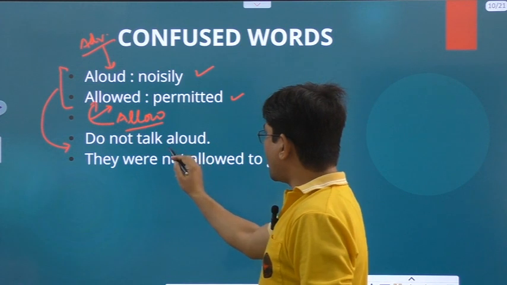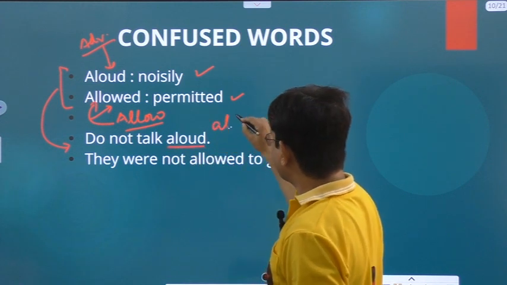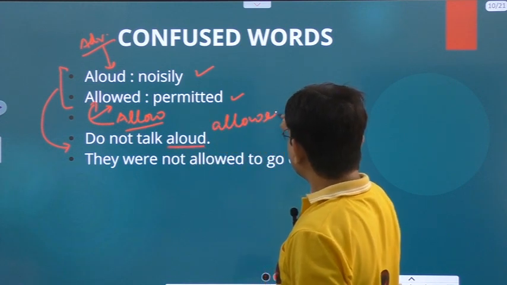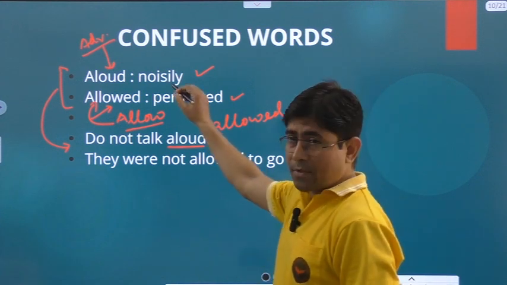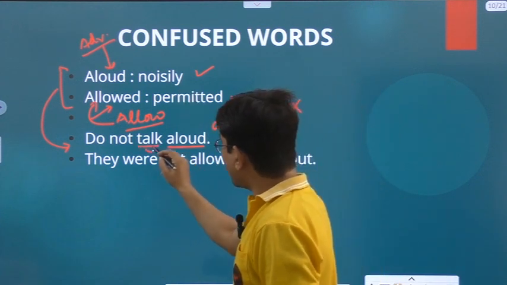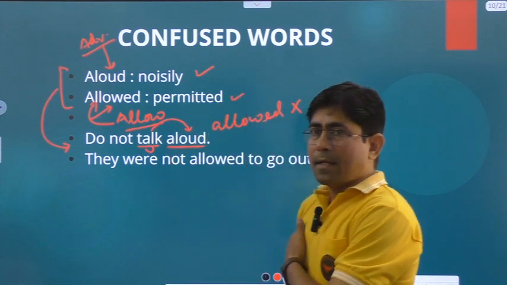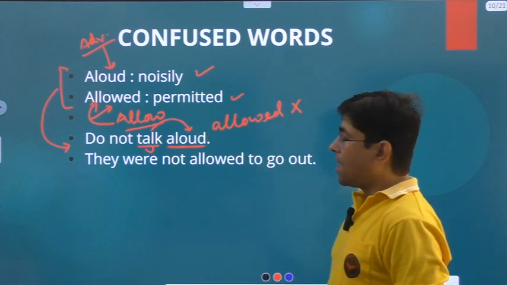Do not talk aloud, not allowed. This one, allowed, A-L-L-O-W-E-D, will be wrong. Do not talk aloud. Okay, noisily, we are talking about noisily. Here is the talk and it's modified by an adverb, aloud.